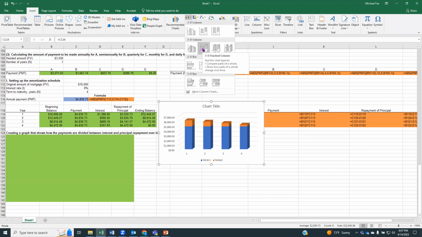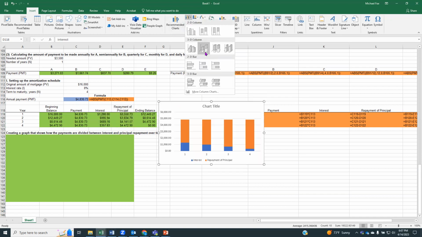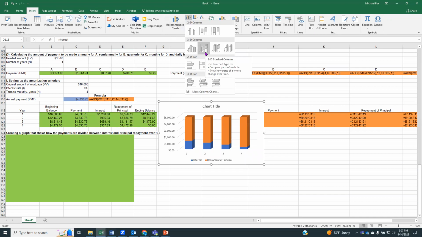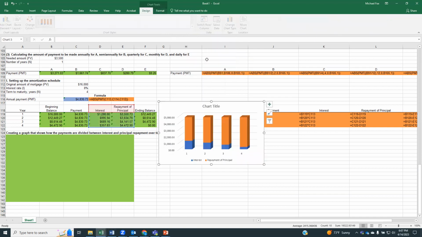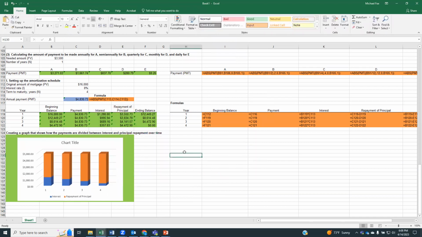Why does that look like it's higher than 5,000? How much is the total payment? Oh, I know why. You know what I'm doing? I'm highlighting payment and interest. So I should be highlighting interest and principal, because those are the two amounts that are actually going to go into my payment, right? So let's try that one and see what it looks like. Oh, that looks pretty good. Comes up to just under 5,000. You can see how much is interest, how much is repayment of principal. Throw that in there, and I finished my chart.